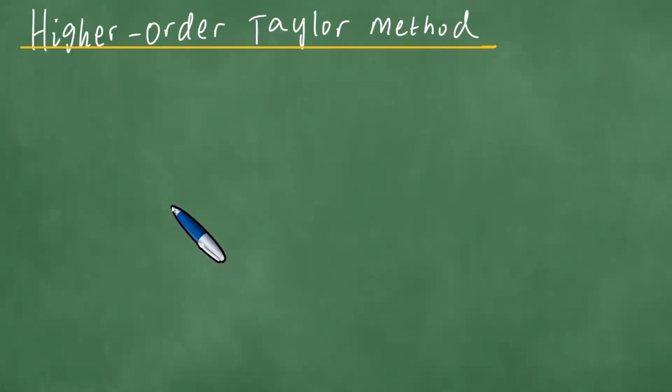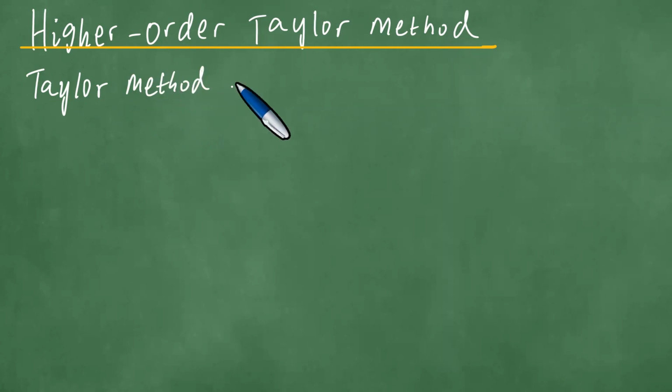Right. Our starting point today is the higher order Taylor method. We call it higher order because we choose the order in the question. So the question states the order. But first things first, we recap on the formula that we stated last time, which is nothing other than the Taylor method of order n.